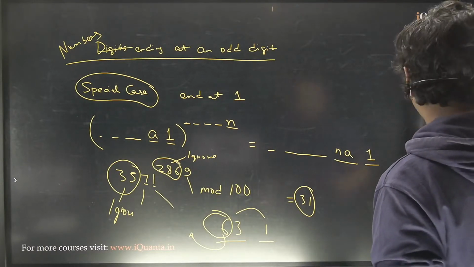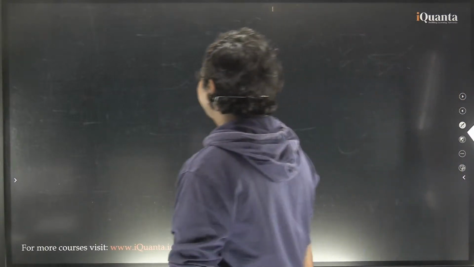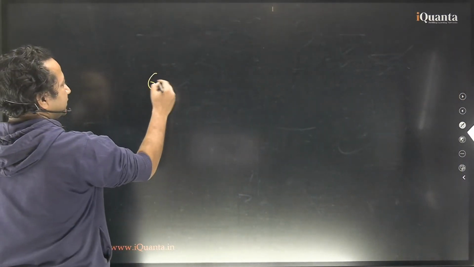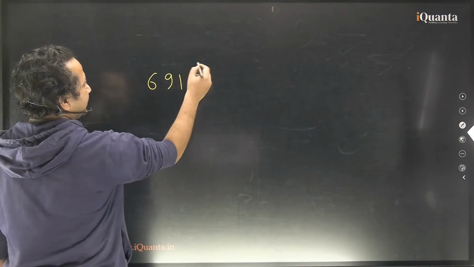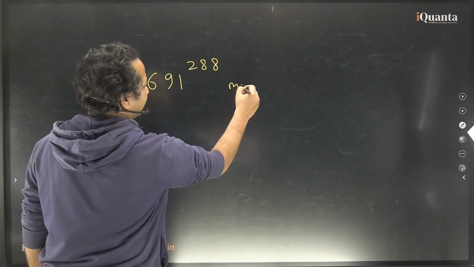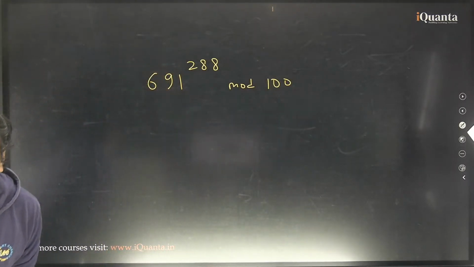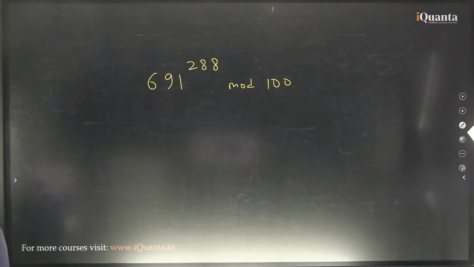All right, let's take one more example. 691 raised to the power 288 mod 100. Tell me the answer in just 3 seconds.